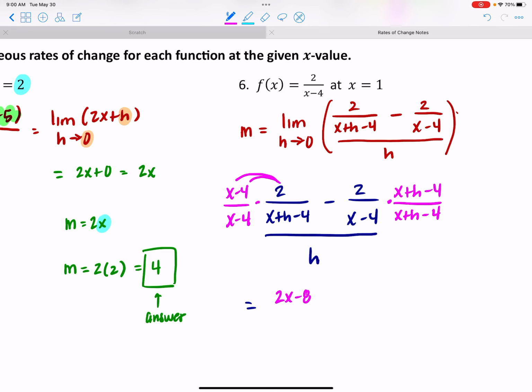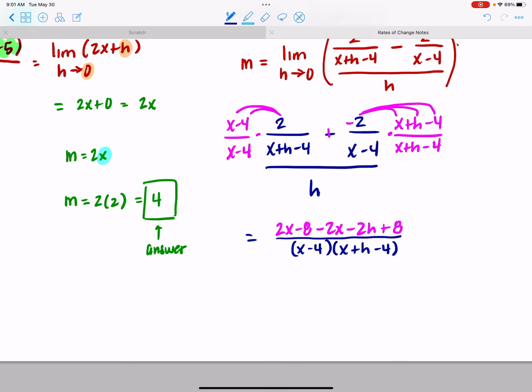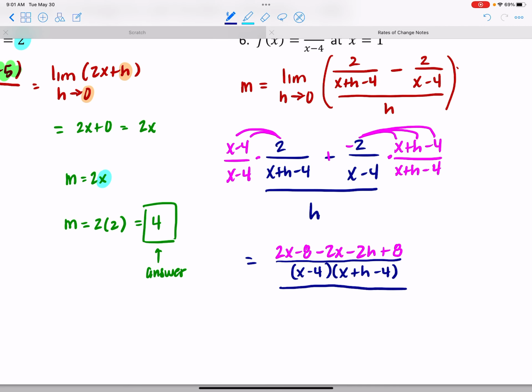And then this, I'm going to put this negative here, becomes negative 2x minus 2h, and then plus 8 in that second numerator, and that's going to be over my common denominator, which is an x minus 4 and an x plus h minus 4. Okay, and that is all still being divided by h.